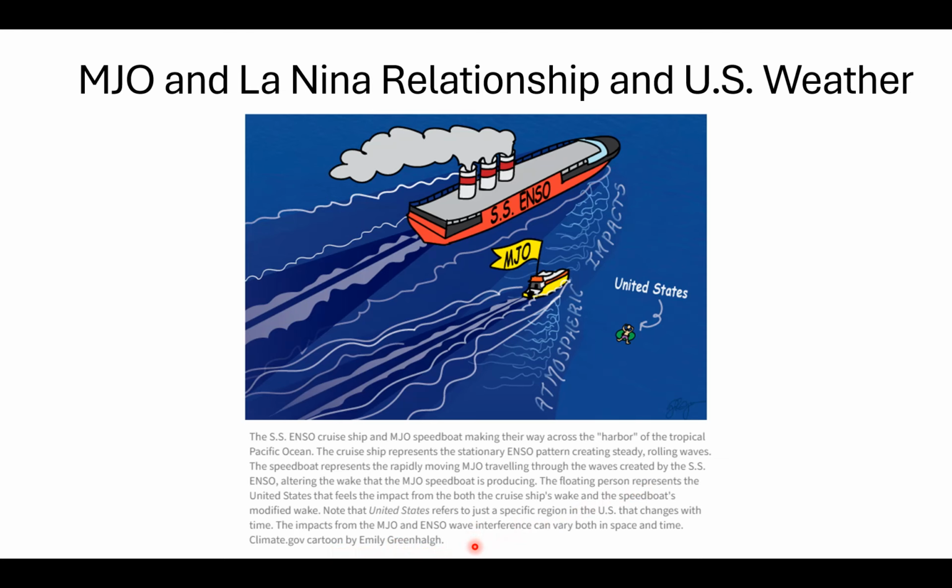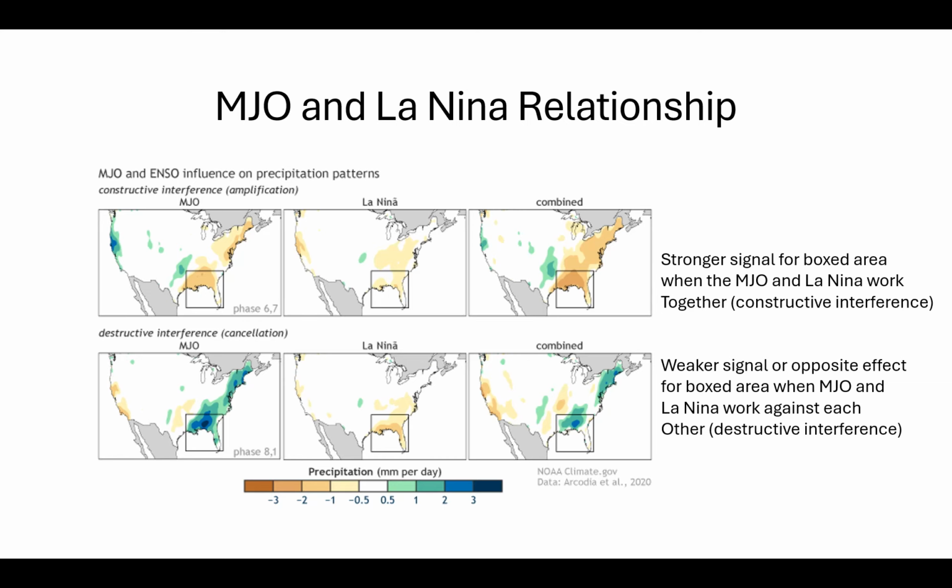Excellent representation here. Now, speaking of combining MJO and La Nina, we're going to examine this relationship a little bit more on this slide. On the far left, we have just the MJO impacts, these two pictures. In the middle two pictures, we have the impacts of La Nina during the winter across the U.S. And on the far right, we have the combined impacts of both the La Nina and the MJO. So let's take a look. We're focused on this boxed area in each of these maps, the dark boxed area across Florida and the Gulf Coast.